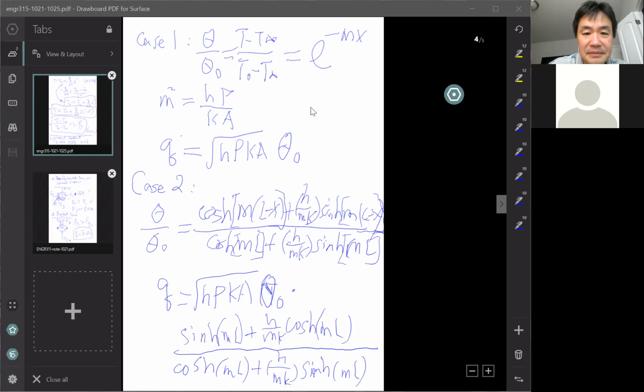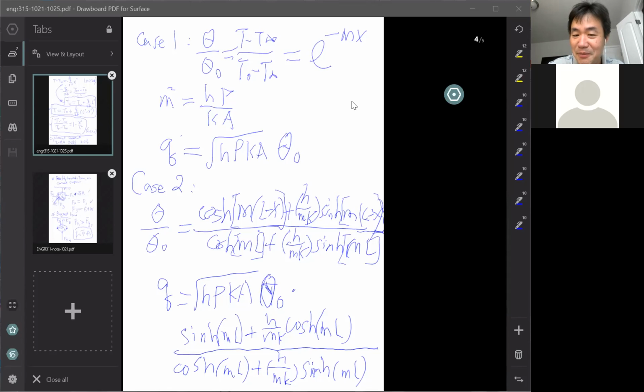For all these cases, we have theta over theta naught. What's the significance of theta over theta naught? That's the temperature distribution. You need to know what the temperature is inside the structure. The temperature inside the fin is changing. Do you agree? Okay, so inside the fin, the base has T naught, which is the highest temperature.